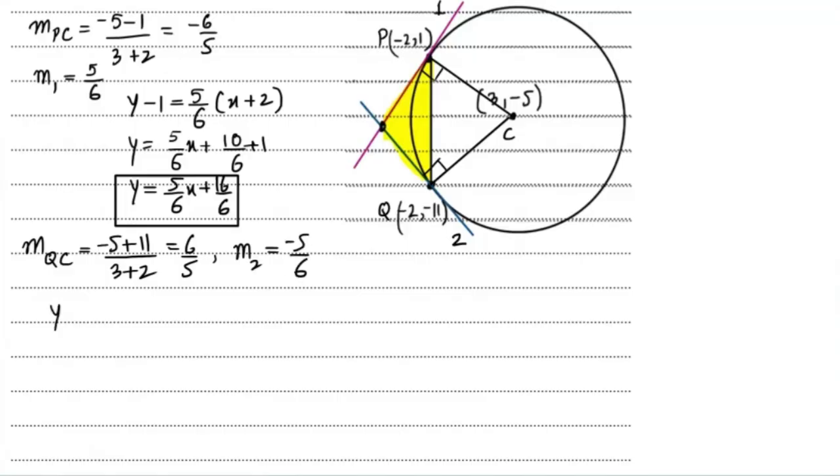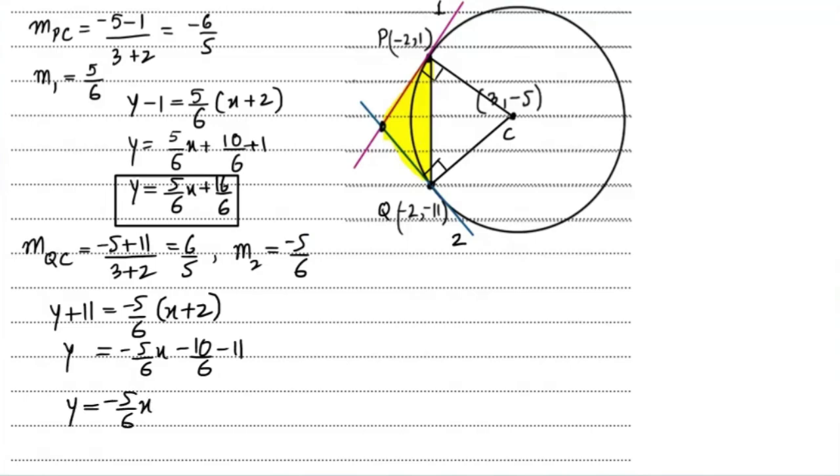Let's find the equation: y minus y1 equals m times x minus x1. Well, you can use point-slope form or slope-intercept form. Both can work. It's up to you. So that will be minus 5 over 6 x minus 10 over 6 and minus 11. You can use a calculator for these calculations. This will be minus 10 minus 66, minus 76, divided by 6.